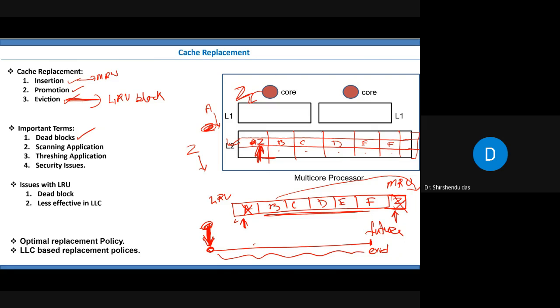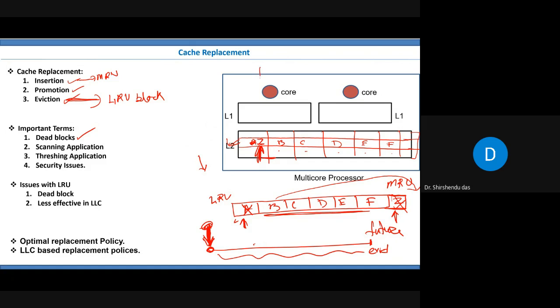Okay, so dead block done. Then scanning application. Scanning applications are also the main contributor of dead blocks. Scanning application means that suppose if in YouTube you are watching a live match. If you are watching a live match, every data that is coming is a new data. And after watching it once, that data is deleted, right? Every time you are getting a new data. So that is called scanning in time.